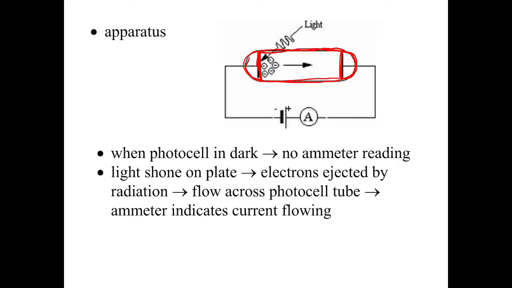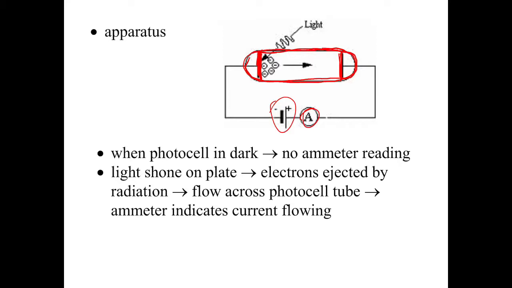There was nothing making electrons flow, because if you look, there's a battery here, but since there's a break in the photocell, there's no connection. There's no way for the electrons to keep flowing. They just go here, and you get an excess on that plate. And then as soon as light was shone on this plate, there was an ammeter reading.